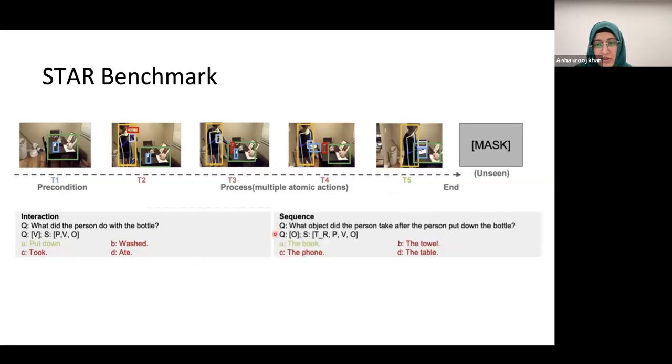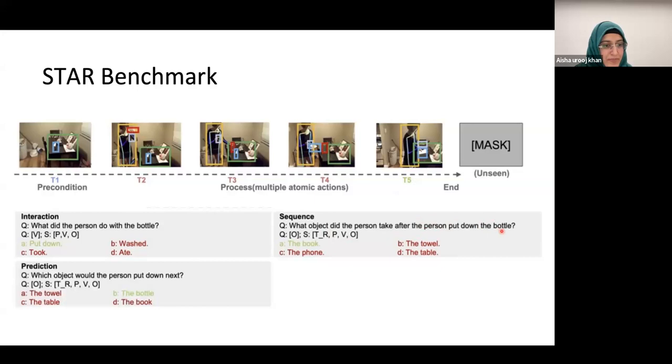A sequence question could look like this: what object did the person take after the person put down the bottle? So this is a question where we are talking about some sequence of events, and then a question could be about anything. So here, let's say the question was about some object which the person took. So this was the first event, and then after the person put down the bottle.